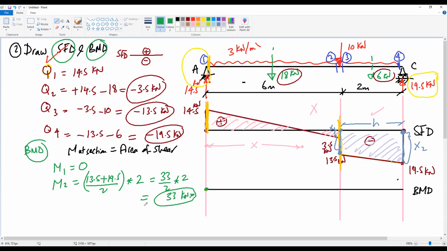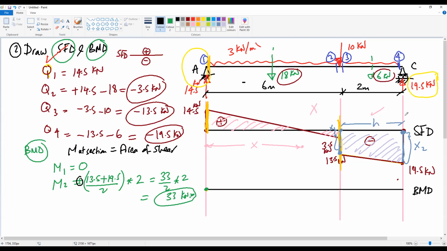Is this moment positive or negative? The area of shear is negative, but because it is calculated from right, the moment should be positive. As we mentioned last week, if you calculate the shear from right, it is negative, so you have to reverse the sign. If it is negative, you have to convert it to positive.